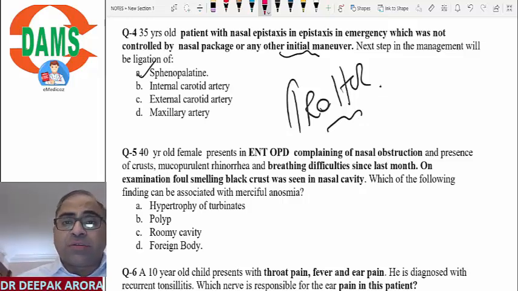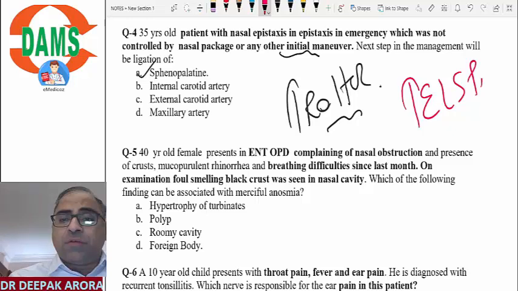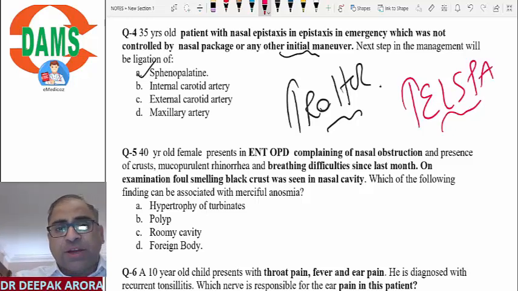Which artery is the artery of epistaxis? Sphenopalatine artery. So your examiner can either ask you the artery or they can ask you the full form. What is TELSPA? TELSPA stands for transendoscopic ligation of sphenopalatine artery.